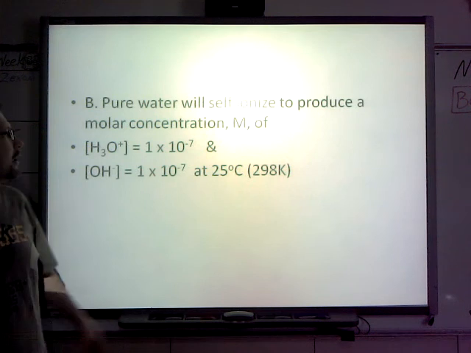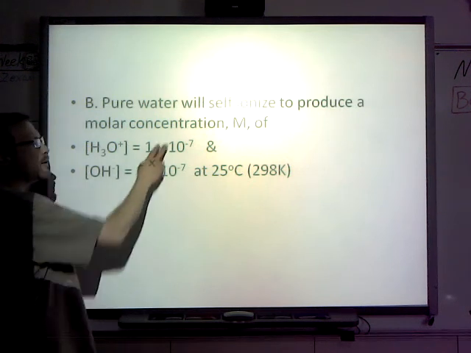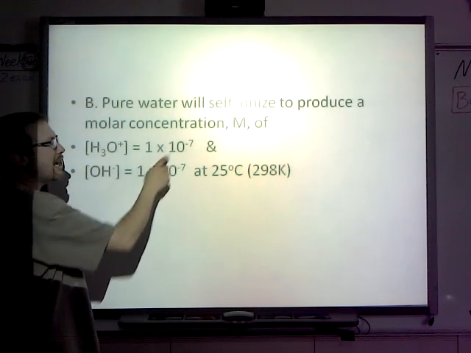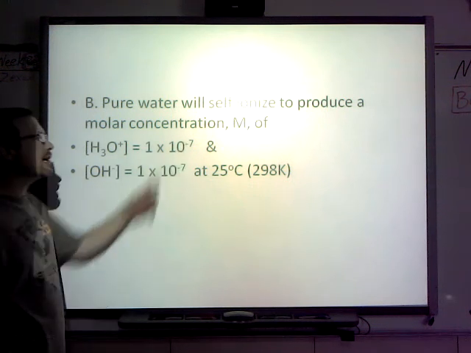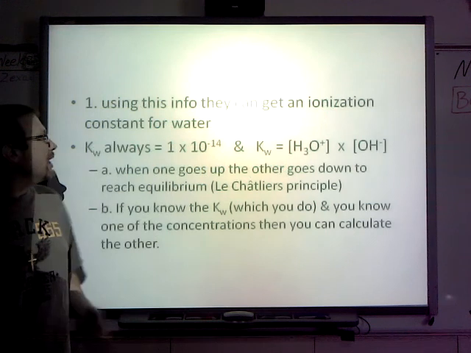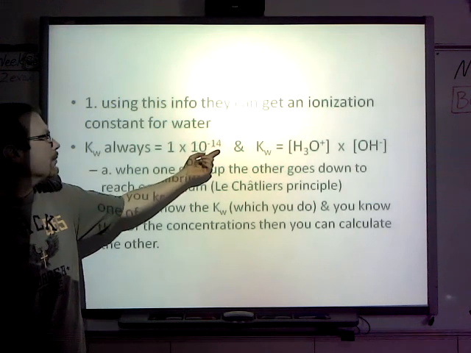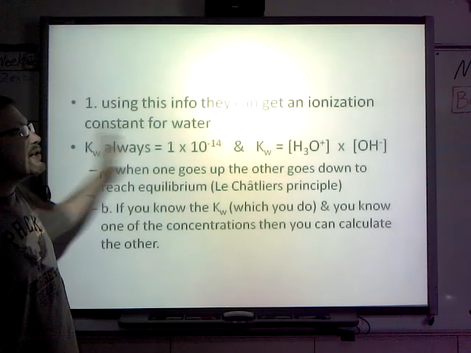Let me go back a slide. Look here. Anytime you multiply two numbers that have the same base exponent, basically all you have to do is add their exponents. So what's negative 7 plus negative 7? It's negative 14. Okay?